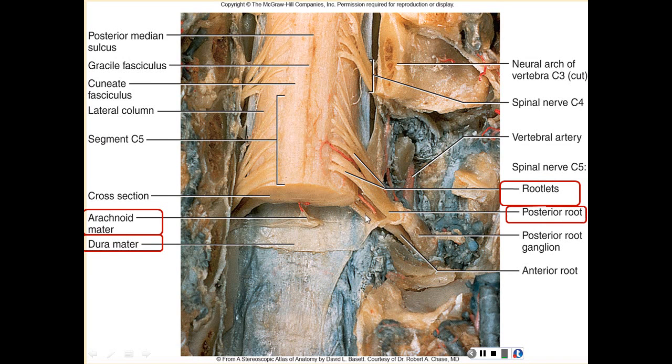And we have our posterior root. And we have our posterior ganglion right in here. And then we have our anterior root. And we talked about the ascending tract, the gracile fasciculus, which is right in here. Okay. And there's our lateral column.